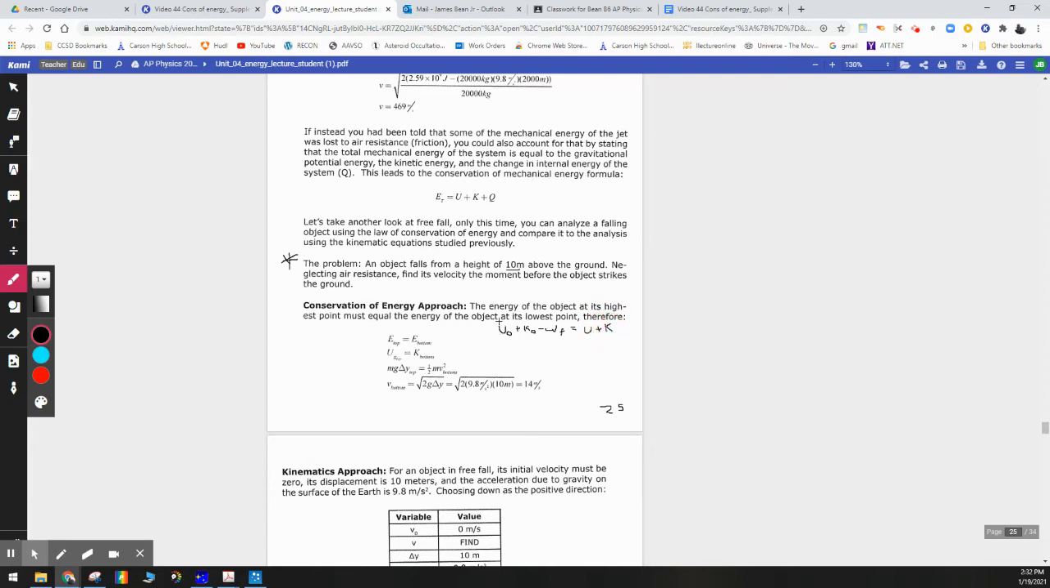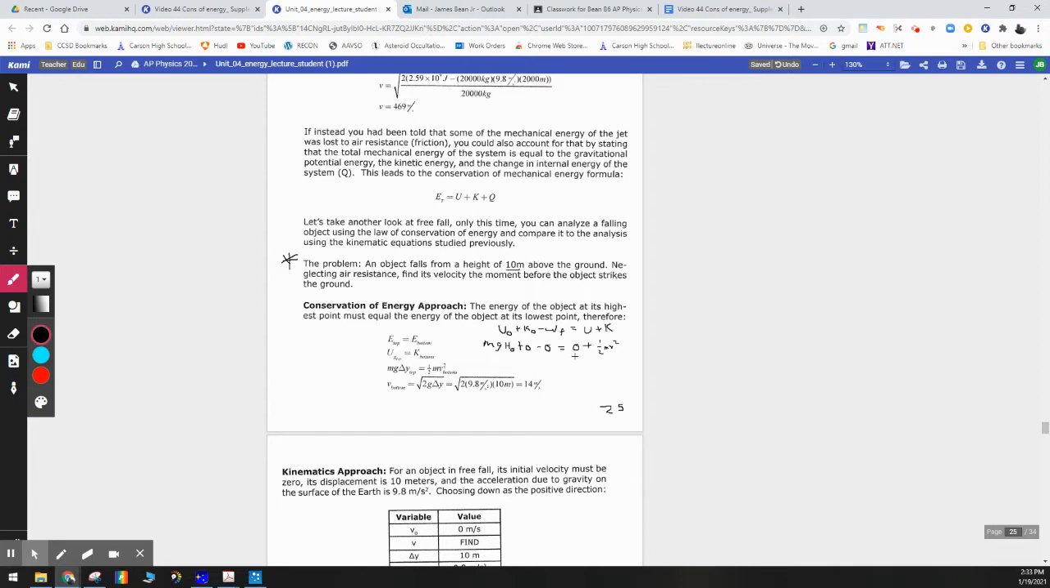Here it says it's 10 meters above the ground, so this is going to be mgH0. I'm using capital H0 to show our initial height. It doesn't tell us, but we're going to assume it starts from rest. That means the initial kinetic energy is 0, and we can neglect air resistance, so work by friction is also 0. When it hits the ground, it's going to have no potential energy, so that's 0, but it will have some kinetic energy, 1/2 mv squared, prior to hitting the ground.